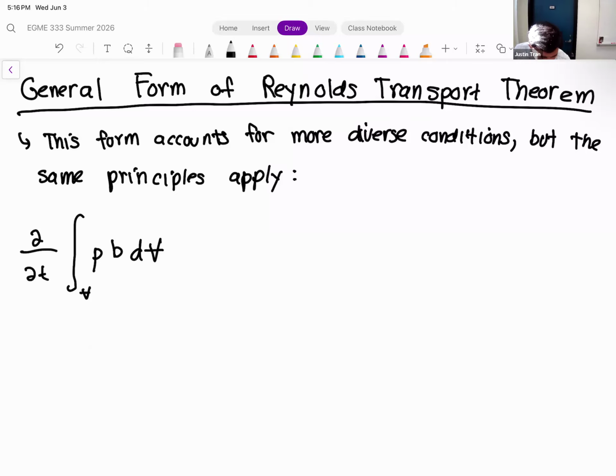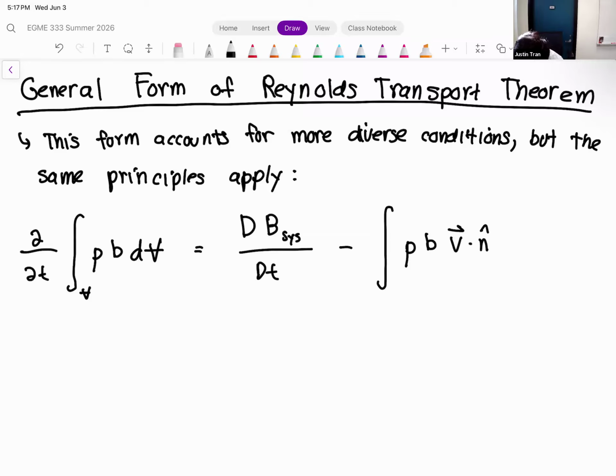So that's the integral over the volume. This is equal to, next term is the same, this is our production term, the material derivative of our extensive property with respect to time, minus, we call this our flux term. This accounts for both the inflows and the outflows. So you have the integral of rho times b multiplied by our velocity vector multiplied by our normal vector, dA.